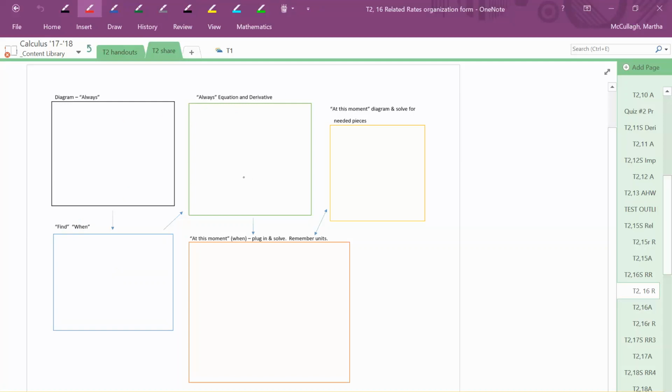We'll then take the derivative. Then we'll look at this moment in time, our when. Plug in the values we have. If there's a value that we don't know, we might need to come over and do a little bit of side work with the at this moment diagram and solve for a missing piece, bring that back over, solve, and then we need to remember to put our units on there.